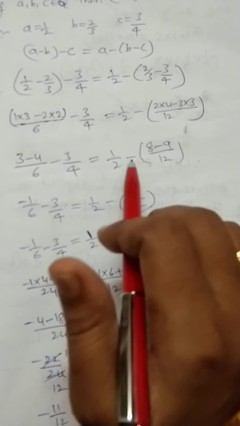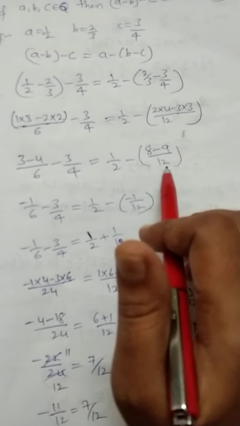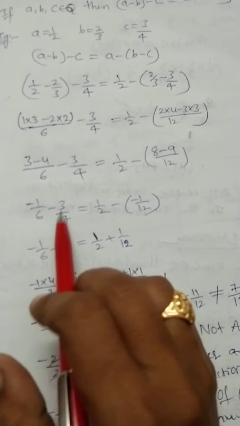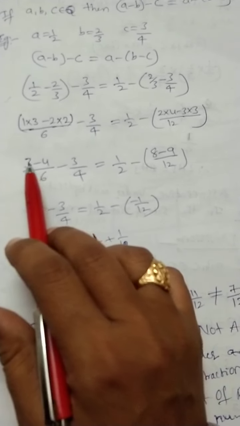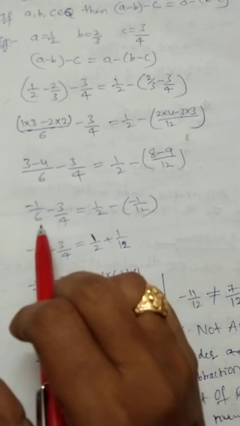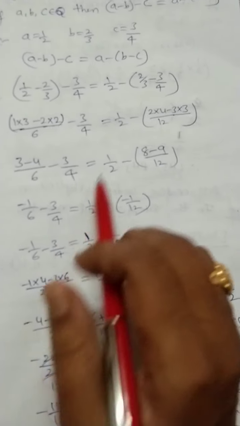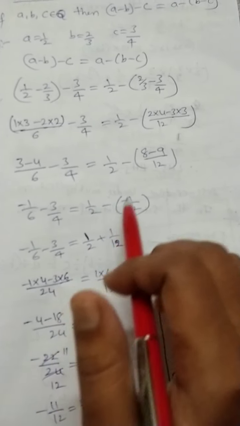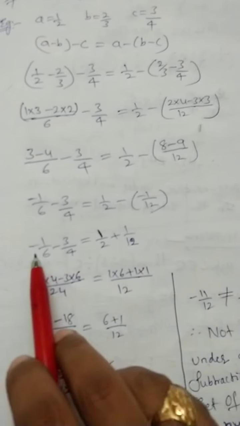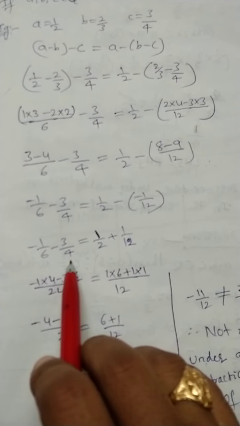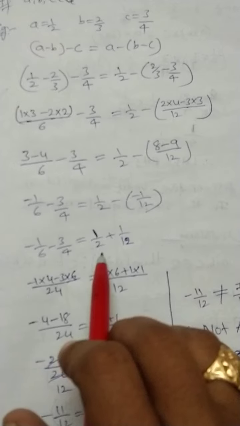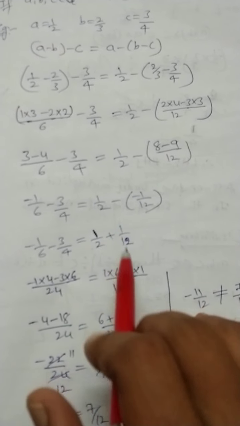Is equal to 1 by 2 minus (8 minus 9) by 12, minus 1 by 6 minus 3 by 4. Here 3 minus 4 means minus 1 by 6 minus 3 by 4, which is equal to 1 by 2 minus of minus 1 by 12. Okay, minus 1 by 6 minus of 3 by 4 is equal to 1 by 2 minus into minus, plus 1 by 12.